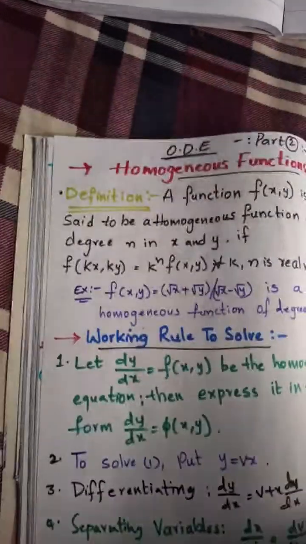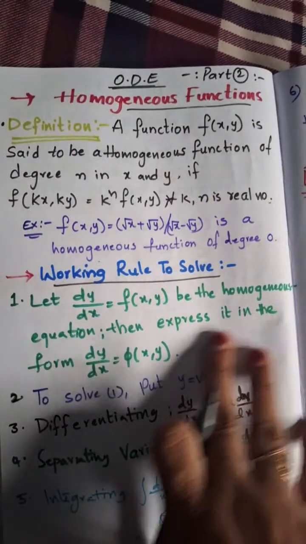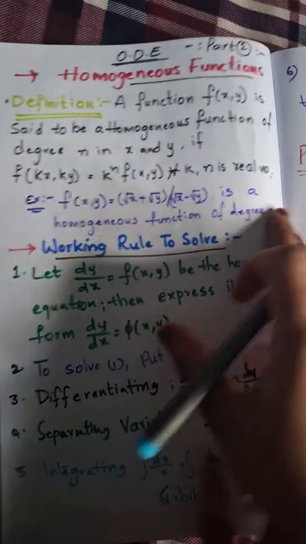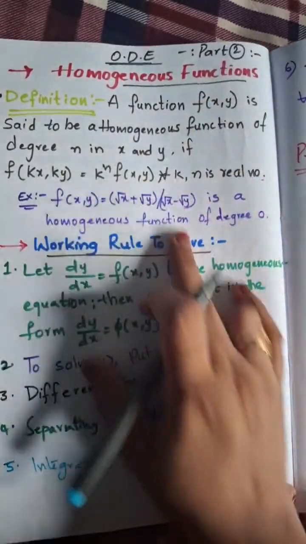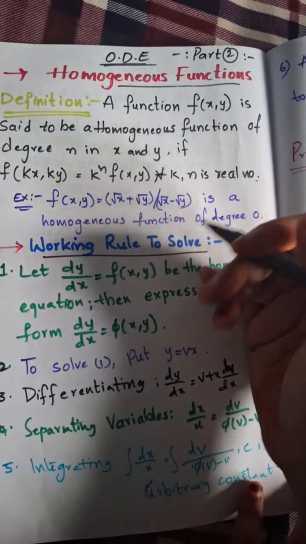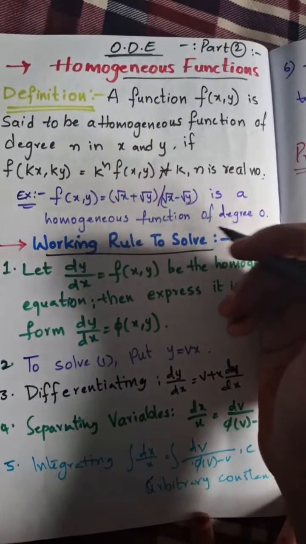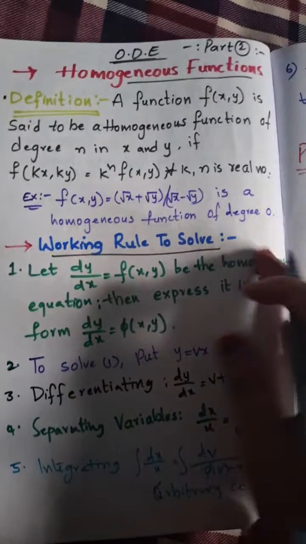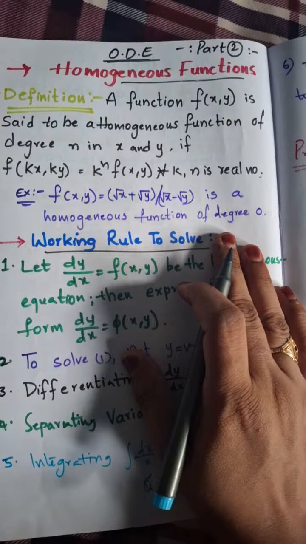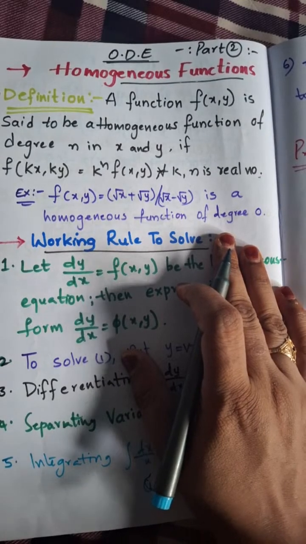Today I am going to solve a very important problem from the ordinary differential equations chapter. This is part 2. In the last video I uploaded what is order, what is degree, and the variable separable method, with examples. If you have any doubts, please go through that video.